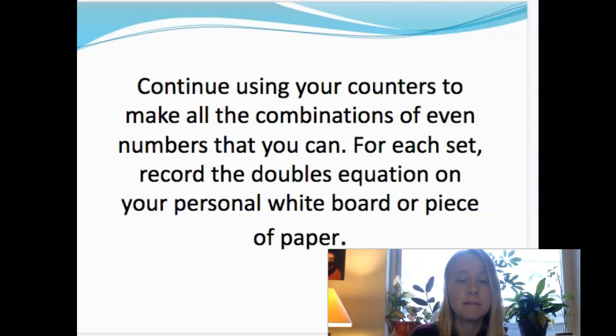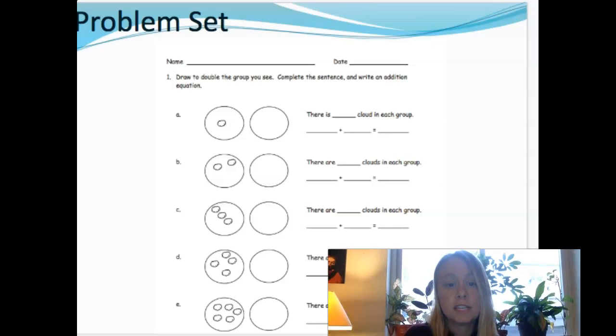So here's our problem set for today. This first part says to draw to double the group you see. Complete the sentence and write an addition equation. So it looks like in A we have 1. So in the second group you need to add another 1 to double it. The sentence says there is blank cloud in each group. So look at each group, how many clouds are in each circle. That's what it wants you to say. 1 cloud in each circle. And then you write an addition equation to match. 1 plus 1 equals 2. I think you guys will get that pretty easily.